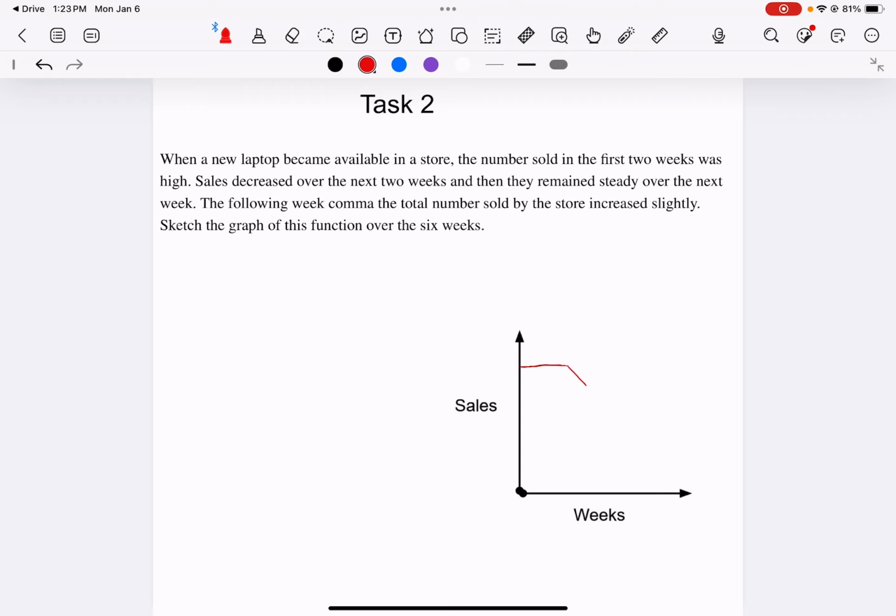So we want the next part of it, decreasing, to be about the same length. Then it remains steady over the next week, so that should be about half as long. And then it increased slightly, so just a slight little increase. And again, if your numbers are a little off, if you started your graph higher or lower, it would still be the same thing.